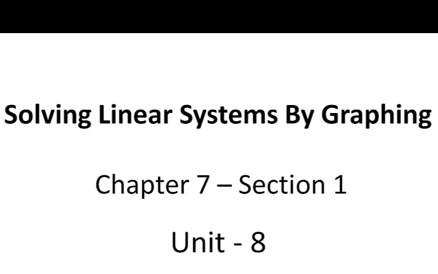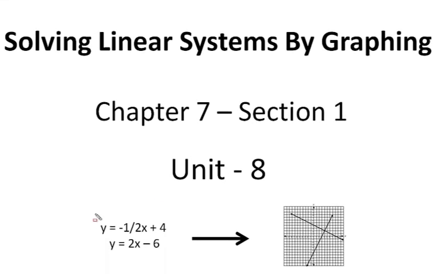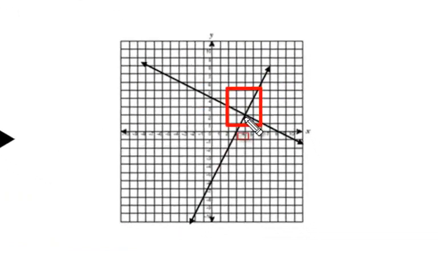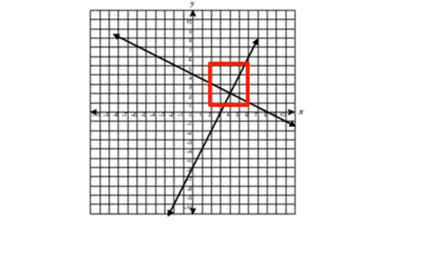So this is chapter 7, section 1. We're going to be solving linear systems by graphing, and we are in unit 8. To summarize this section, we're going to be taking a system of equations, which is two or more equations in two variables, and we're going to be solving this system by graphing. We're going to graph these two equations and find the point of intersection, and that point will be our solution.